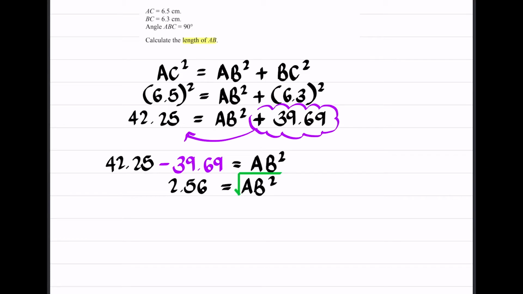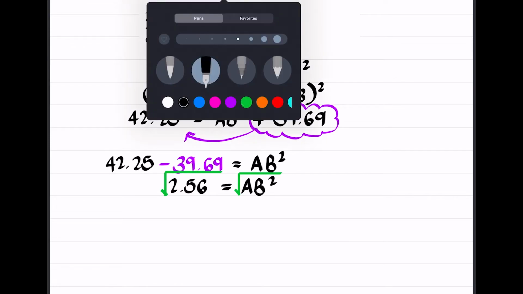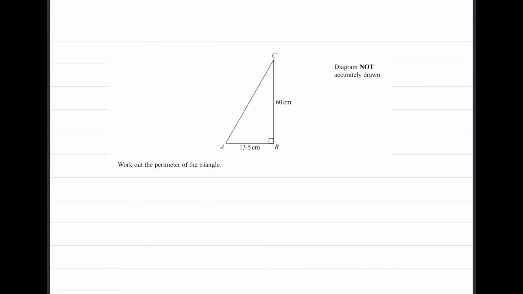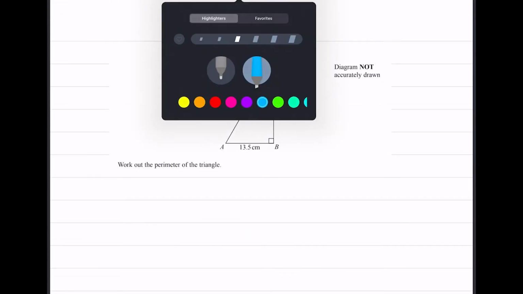What I do to the one side, I'm going to do to the other side, so I'm square rooting the other side as well. So therefore, the square root of 2.56 gives me 1.6 centimeters equal to AB. The square root of AB squared is AB by itself. Next question, work out the perimeter of the triangle.